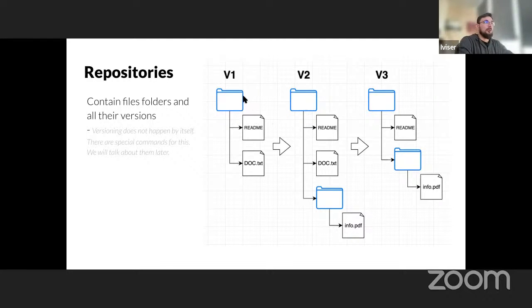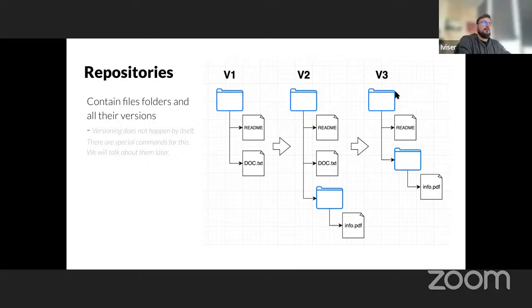Let's look closer at what's going on here. First of all, let's imagine that your directory contains only 2 files, readme and doc.txt. And then you decided to add another directory with an info.pdf file. This is your work. You think it is quite complete, and you created a new version, version 2. Now in your local Git repository, you have 2 different versions, but the directory is the same. It wasn't changed. I will show you what I mean a bit later.